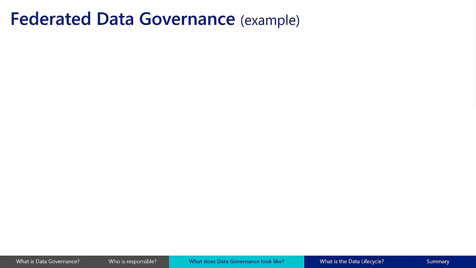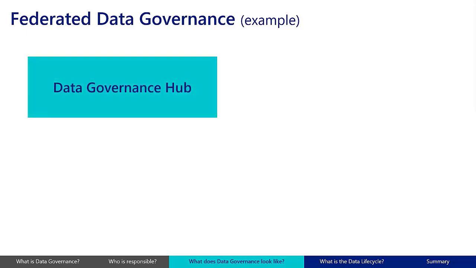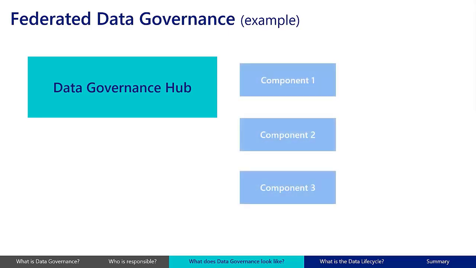A federated data governance program is designed in a way so that some aspects of the program are administered by a central authority in a data governance hub, and other aspects remain the responsibility of organizationally or geographically dispersed components. This is an approach that generally works well for large, heterogeneous organizations in which centralizing all governance tasks is either not feasible or not desirable.